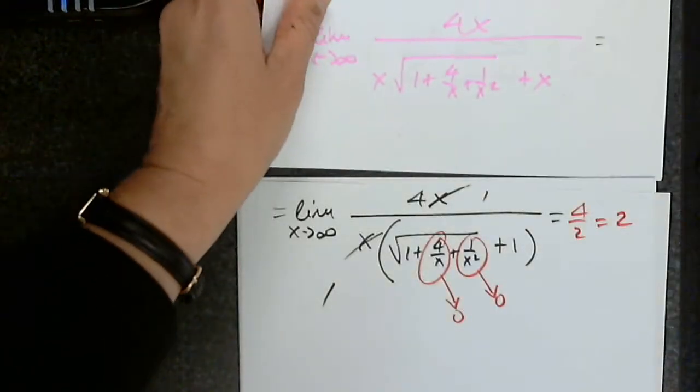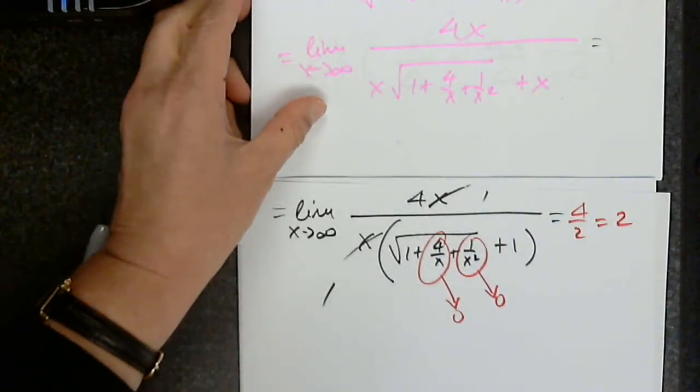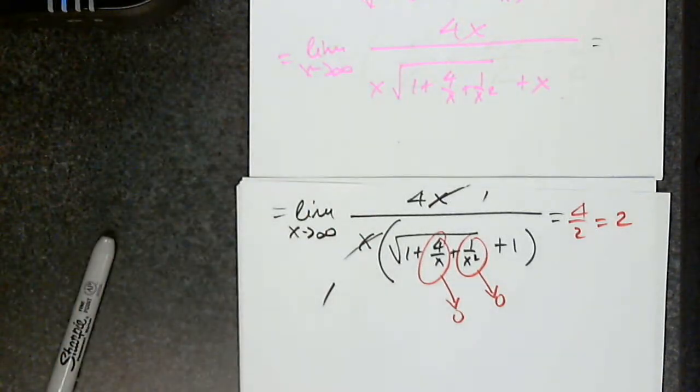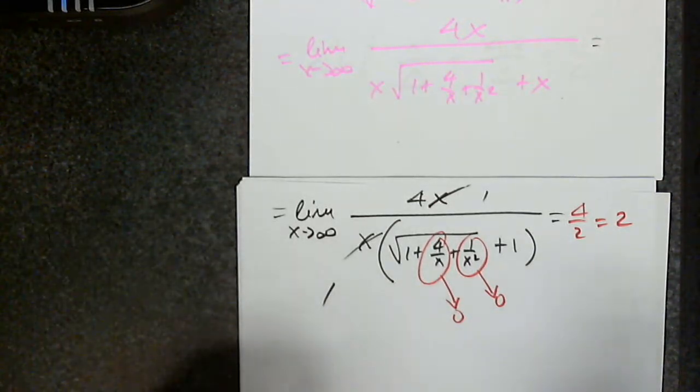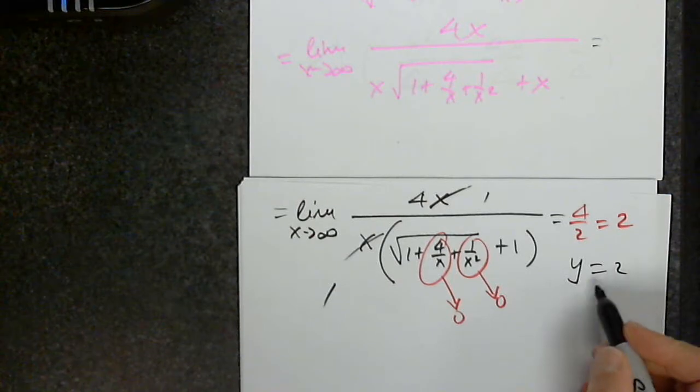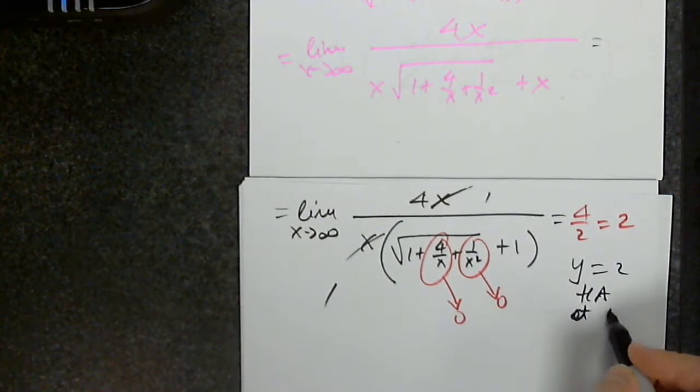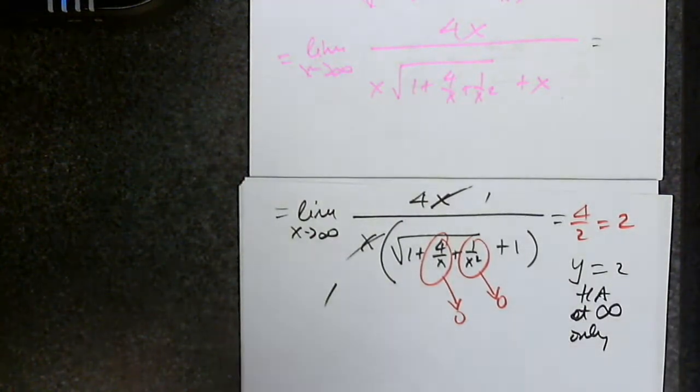Anything over infinity is 0, okay? Anything over infinity is 0. When x approaches infinity, if a function approaches a number, that is the horizontal asymptote. 2 is the horizontal asymptote. y equals 2 is the horizontal asymptote at infinity only.